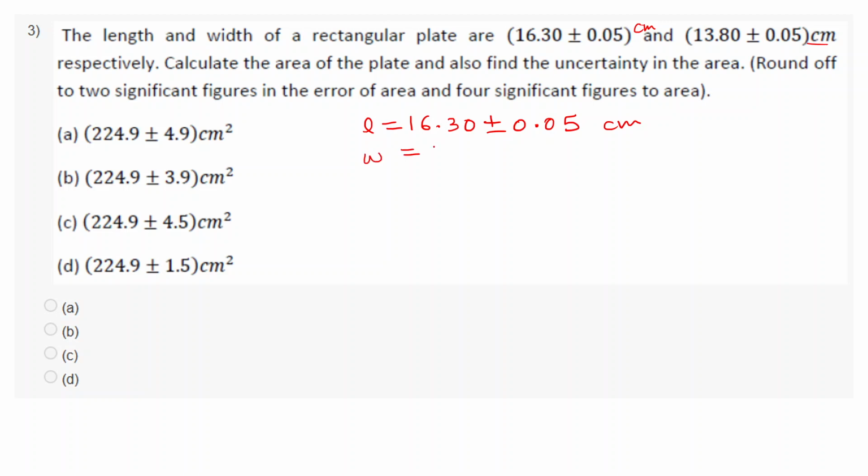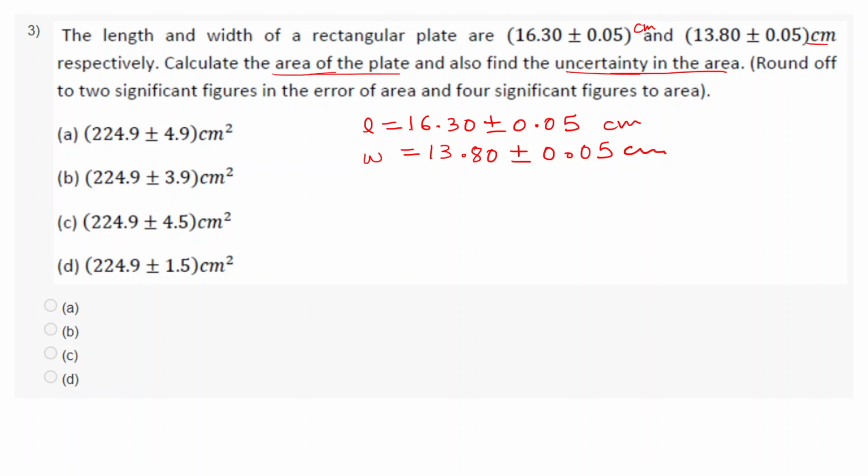Now the width is given to be 13.80 plus minus 0.05 centimeter. So up to 2 decimal digits, whatever equipment we are using to measure these lengths and widths, it's giving the value with 2 decimal digits. So this is how it is. We have to calculate the area of the plate and find the uncertainty in the area, which means the error value we have to find out. And further it's asking to round off to two significant figures in the error of area and four significant figures in area. Okay, we will see this.